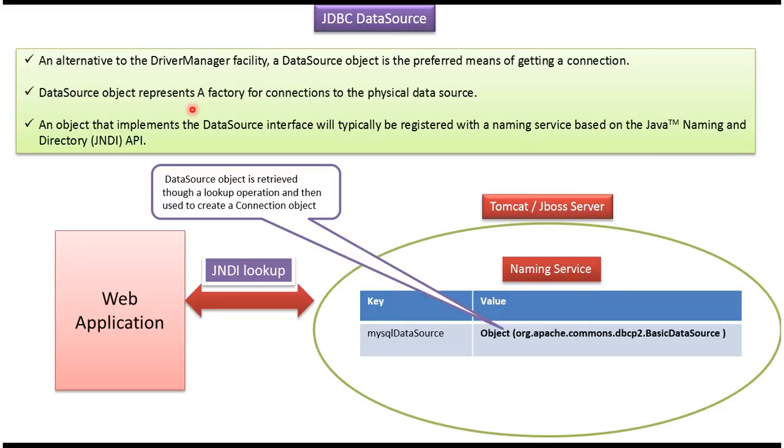Usually, how we use a data source object is, when the web server or application starts, at that time we register the data source in the naming service as a key value pair. Here you can see Tomcat or JBoss server, when it starts, registering the DBCP2 related data source in the naming service. And from the web application, using JNDI lookup we can get this data source, and from that data source we can get the connection and use it in the web application.